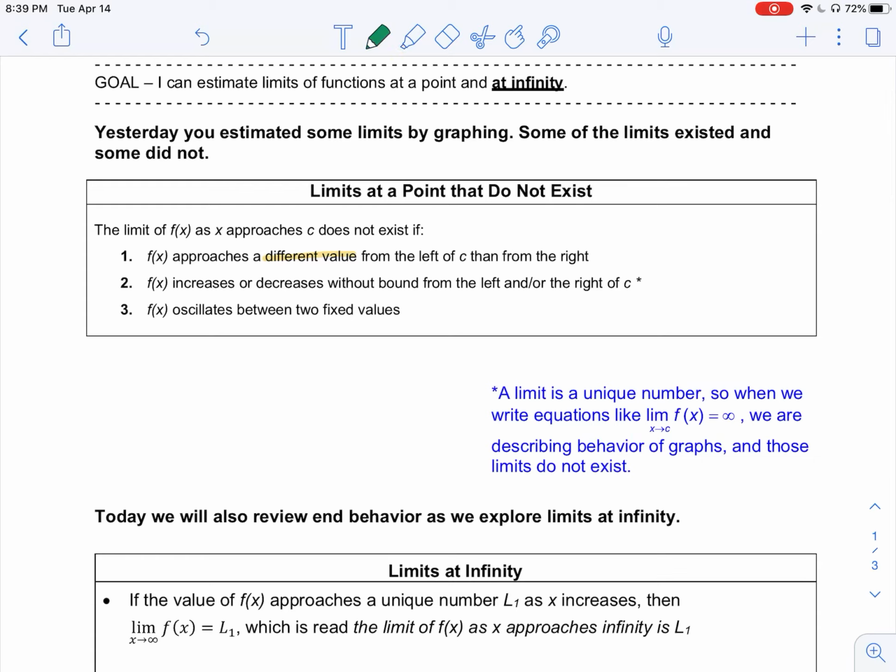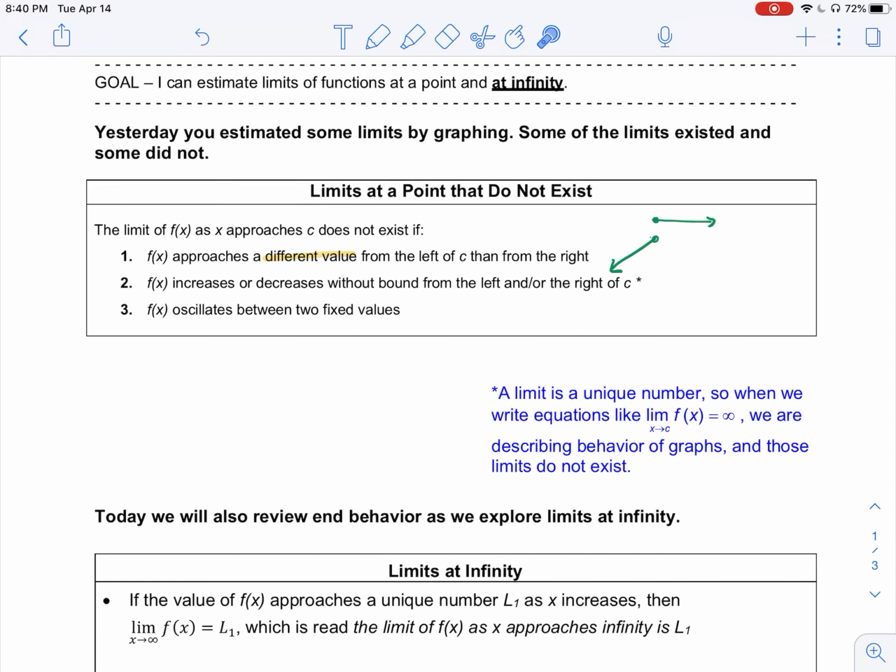This is what we saw yesterday that looked like a jump gap, where my graph maybe went here, had an open circle on the same x value, it jumped up, and then it kept going a different direction. So if the limit from the left and the right don't go to the same number, if the graph is not smooth through that point, the limit will not exist.